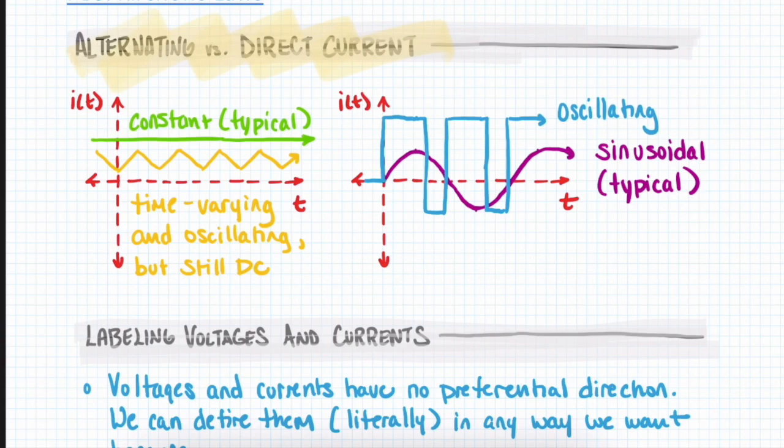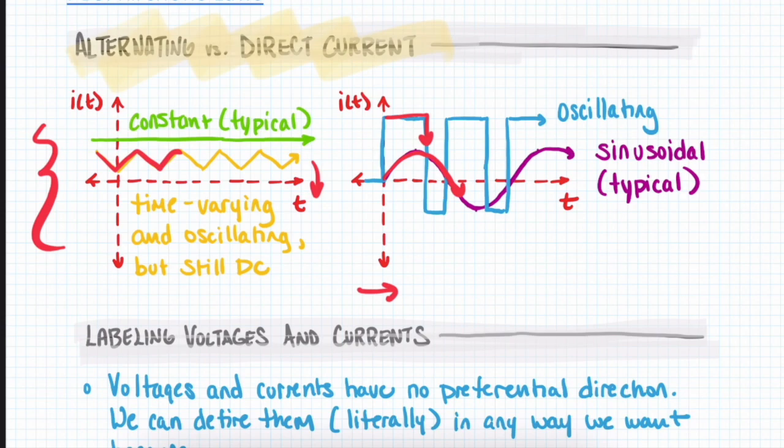And so we have two examples here in the green and the blue. We have a constant or static DC current, as well as here in the yellow, some sort of sawtooth wave type, time varying and oscillating, but yet still DC current. The reason being is it does not cross the x-axis here. On the right-hand side, we have two examples of an AC current, an alternating current, whose direction does reverse. We have the blue, which is kind of a square wave type AC current. And then we have the purple, which is your basic sinusoidal.